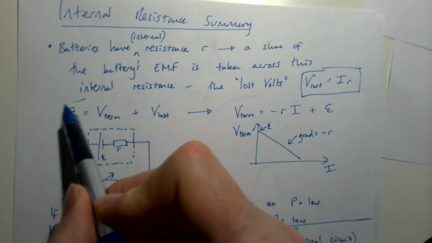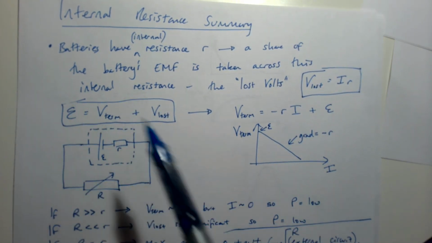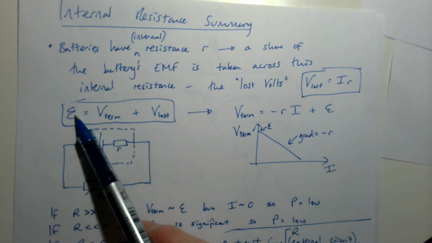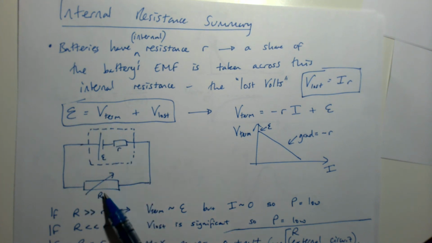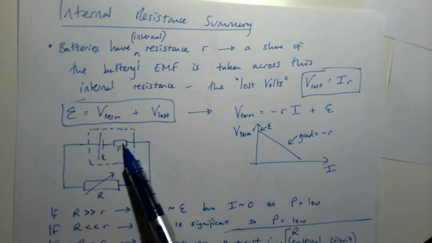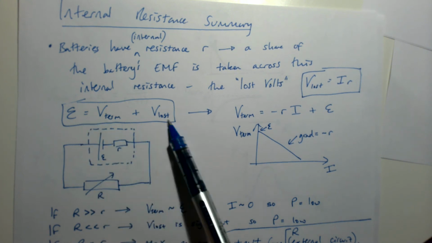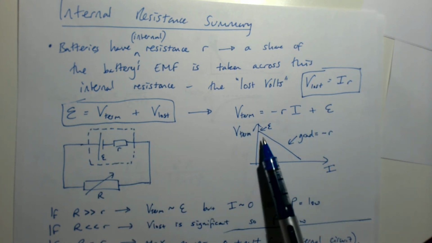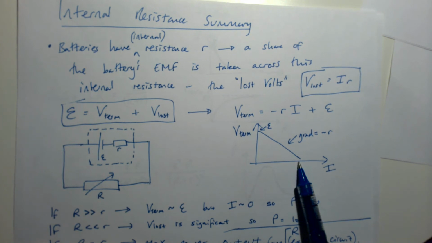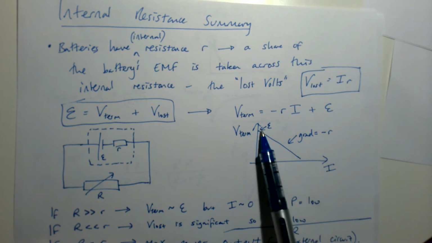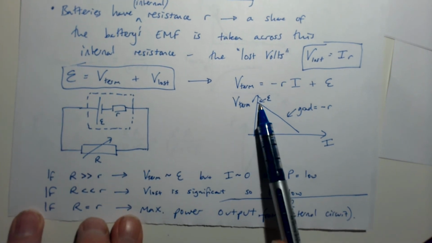Okay, here's the key equation, which is exactly the same for any potential divider circuit. The EMF is shared between one resistor and the other: terminal potential difference and the lost volts. That can be rearranged to produce this, which is the graph of the experiment. It's a linear graph with a negative gradient. The gradient gives the internal resistance and the y-intercept gives the EMF.